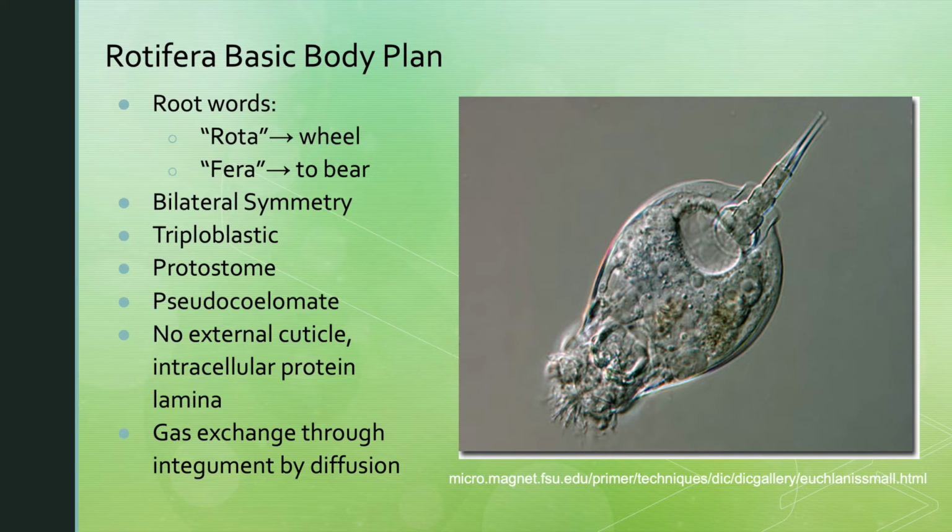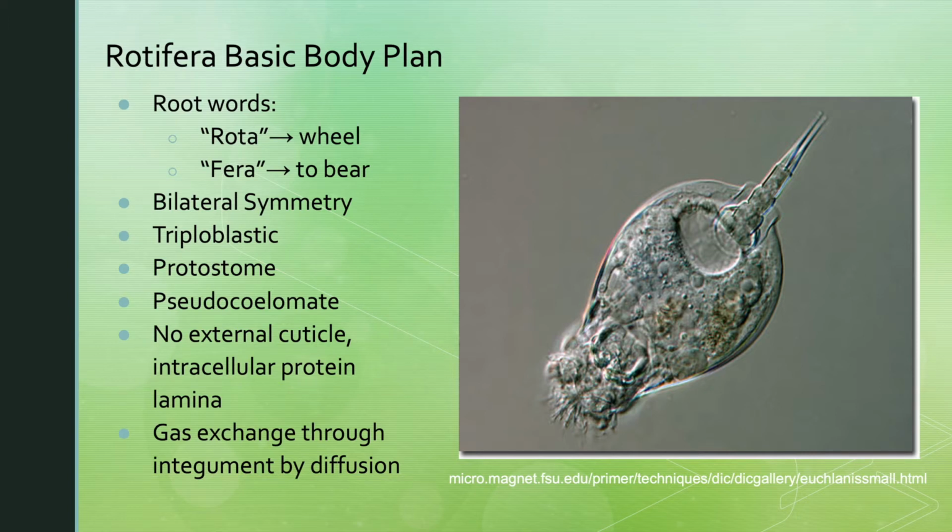In these organisms, we have bilateral symmetry, and with that, we have cephalization. So it does have a head area and a tail area. It's triploblastic, it is a protostome, and it is pseudocoelomate, so its organs are suspended in fluid. They do have a soft gelatinous body, and they don't have an external cuticle to really provide it structure and protection.